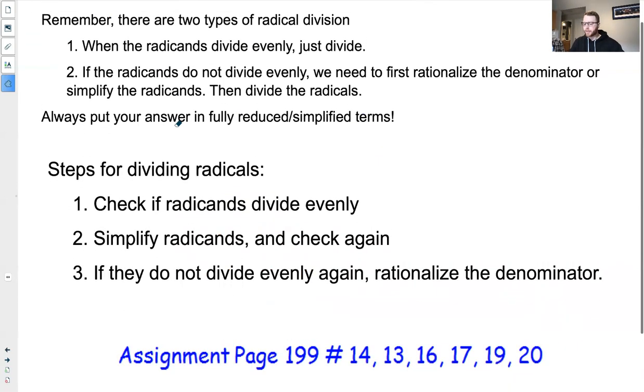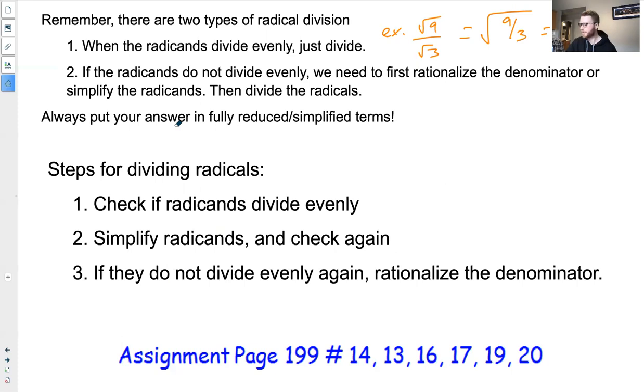Okay, so in summary from today's learning, remember there are 2 types of radical division. One is when the radicands will divide evenly. If this is the case, we will just go ahead and divide the radicands. So if we had root 9 divided by root 3, it is equal to root 9 divided by 3, which is equal to root 3. Okay, that's easy.